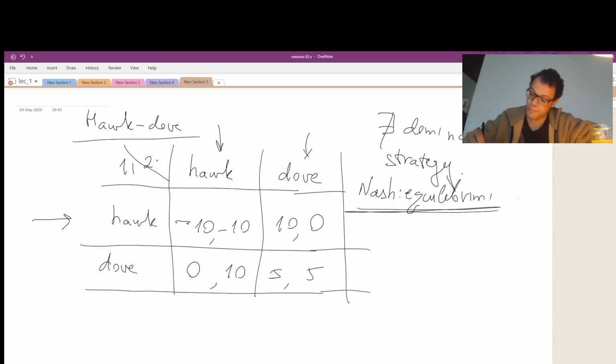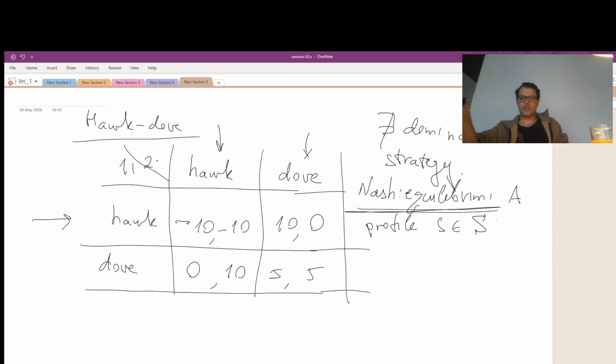It's a profile such that nobody can improve if the other ones don't change what they do. So I cannot unilaterally improve what I have. Unlike the dominant strategy, which said that what I'm doing is the best regardless of what the others do, in the case of a Nash equilibrium, what I'm doing is the best if the others do what they do. So it's not always the best, it's only the best given this constellation of strategies.